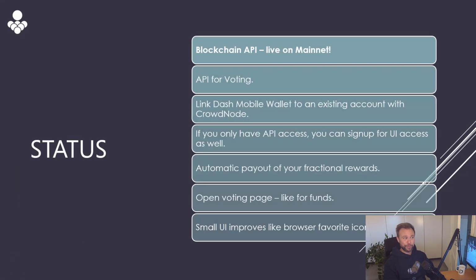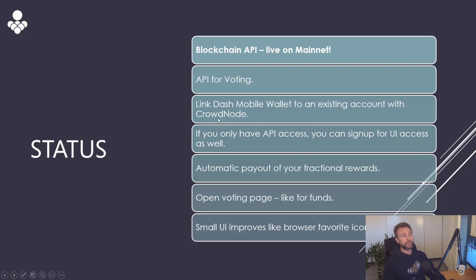Without repeating myself too much, let me just highlight this. The blockchain API is live on mainnet, and it includes an API for voting and the feature to link a Dash Mobile wallet to an existing CrowdNode account. So if you are already a member and you want to start using the Dash Mobile wallet staking service, you can do so by linking to your existing account.